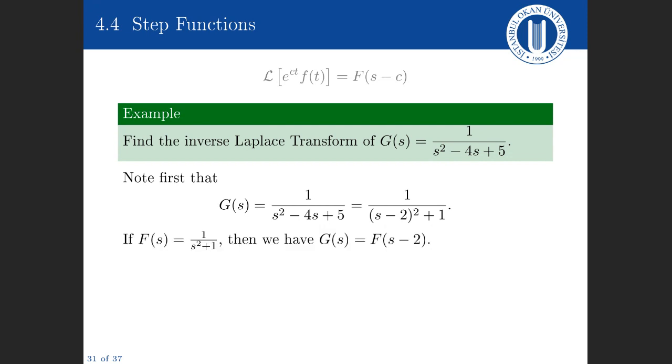Why are we doing this? We're doing this because if we wrote down that capital F was 1 over s squared plus 1, then we have F at s minus 2. If we know the inverse Laplace transform of capital F, then we can use the formula at the top of the page to calculate the inverse Laplace transform of capital G.